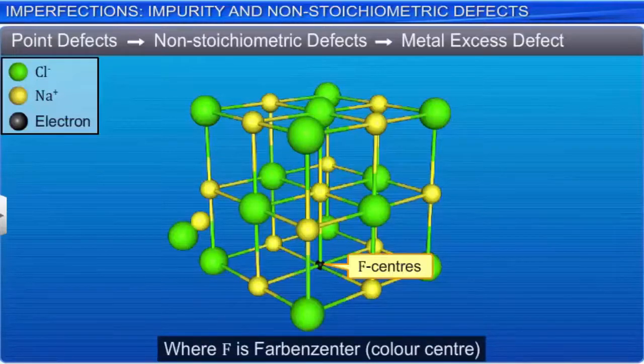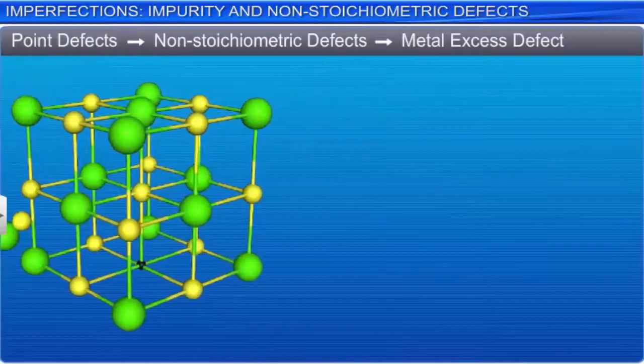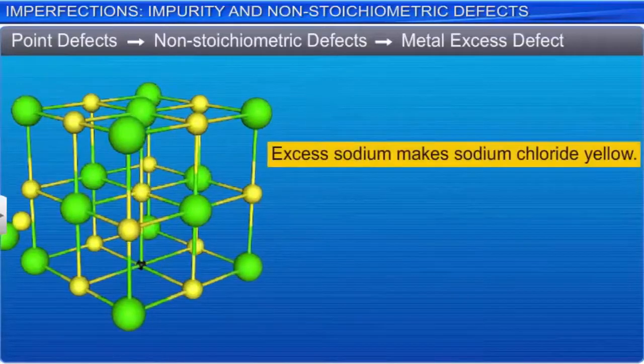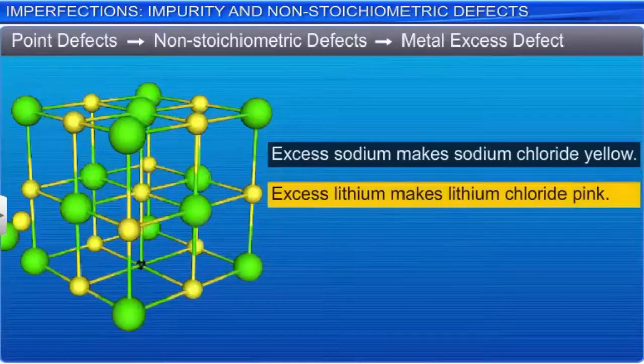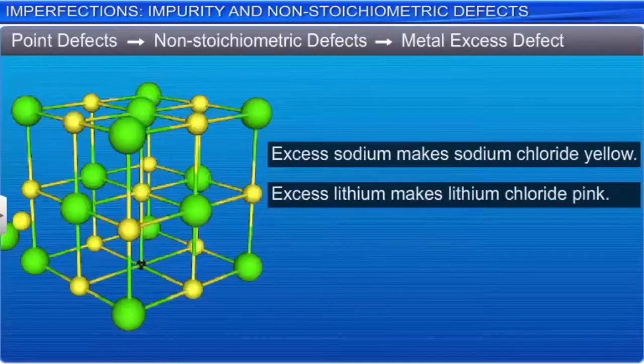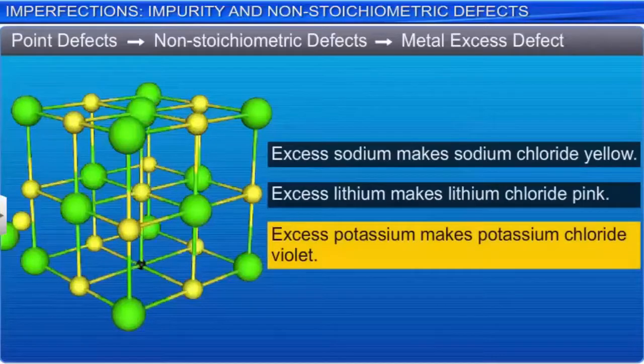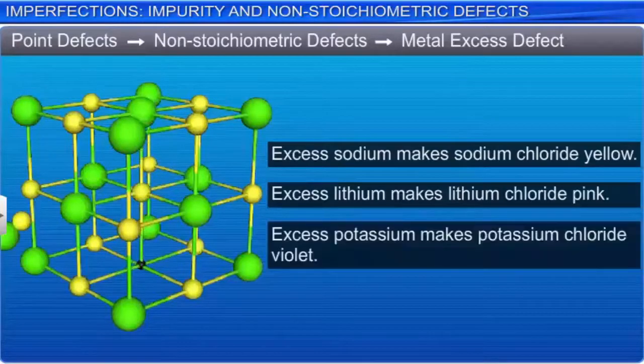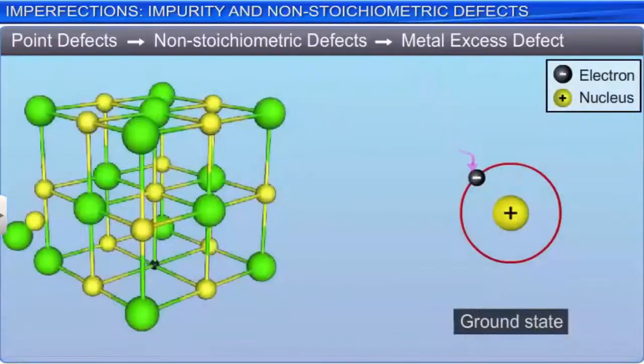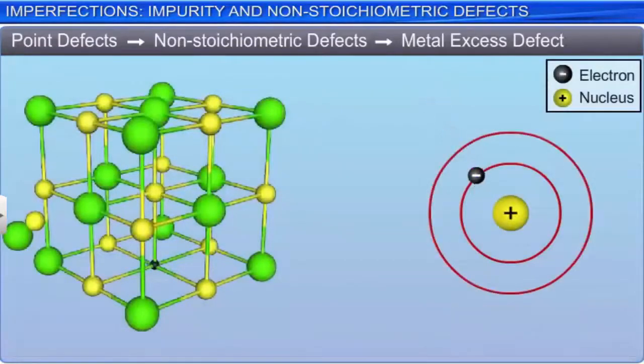For example, excess of sodium makes sodium chloride yellow. Excess of lithium makes lithium chloride pink. And an excess of potassium makes potassium chloride violet. The reason for this phenomenon is the excitation of the electrons present at the anionic sites of the crystal when they absorb energy from the visible light falling on it.